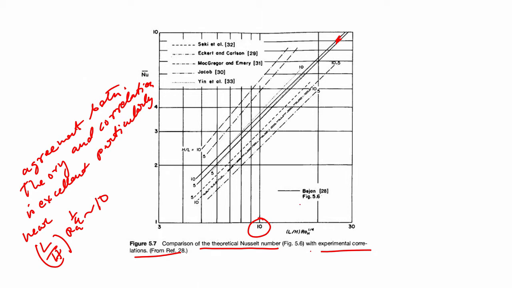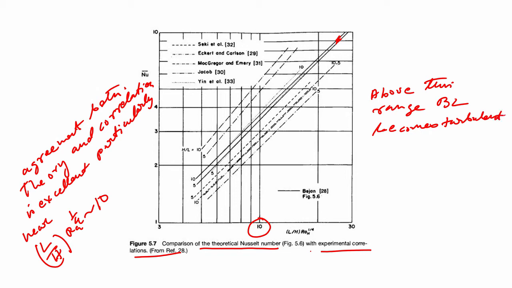Okay. So the main thing is that below this range, at this value of 10, is where the boundary layer assumption is particularly good. Above this range, the boundary layer becomes turbulent, or at least it tries to transition to turbulence.